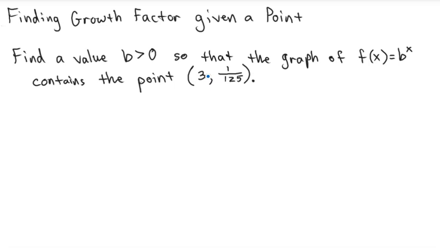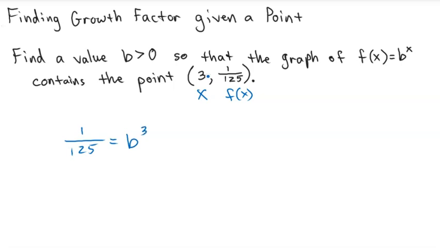okay? So we're finding a value for b, the growth factor, so that the graph of f of x equals b to the x power contains the point 3 and 1 over 125, okay? So we can see that the 3 here is the x value, and that the 1 over 125 is the f of x value. Okay. So what we're going to do is take the 1 over 125 and replace f of x with that, and replace the x with 3. Okay. So we're going to have 1 over 125 is equal to b to the power of 3.